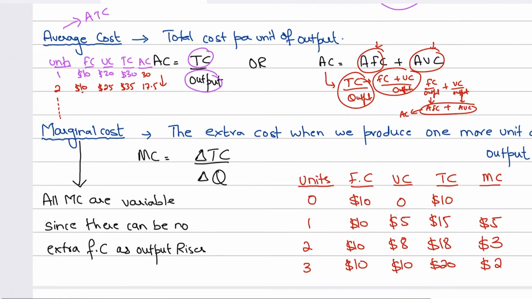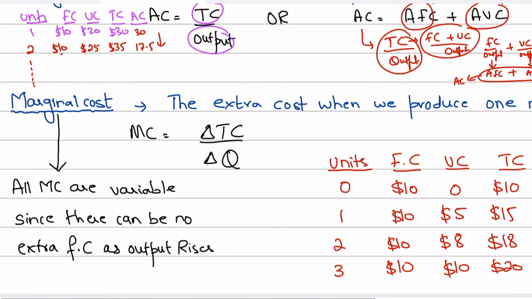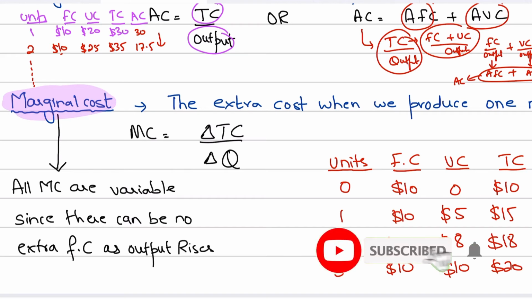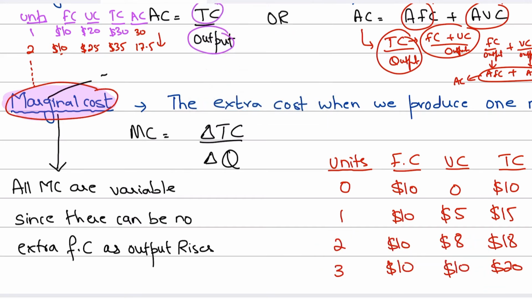Okay, now moving on to another important cost. This is one of the very important costs, because we're going to be discussing it in the coming videos as well. That is the marginal cost. Now guys, remember that marginal means extra. We have already seen this before when we discussed marginal product. Marginal means extra. So when we are talking about marginal cost, we are talking about the extra cost.